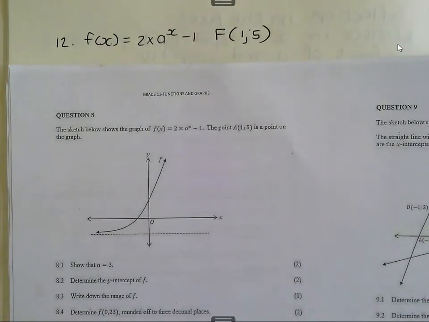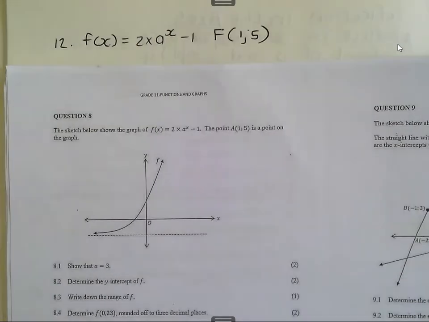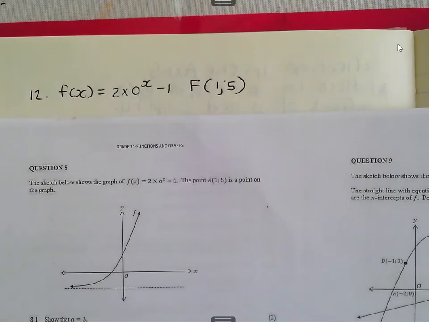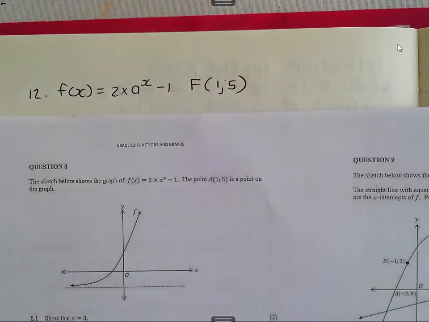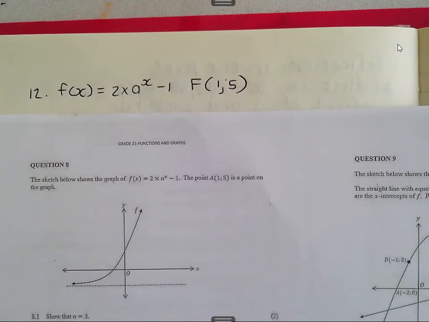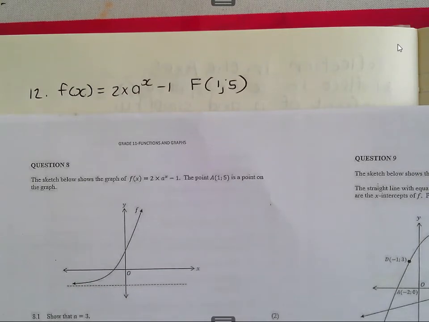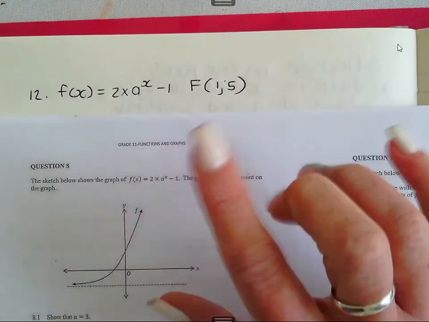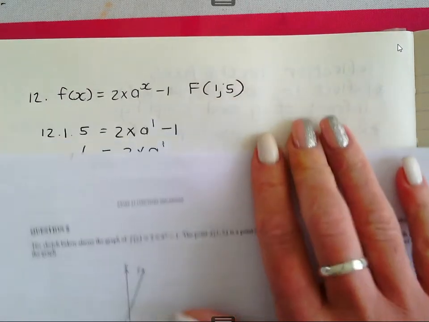At question 8, page 11, they gave us the sketch of an exponential function, and they also gave us the equation of the function. And they said point A, (1, 5), is a point on the graph. They asked you to show that a is equal to 3. That's a simple calculation. We have the coordinate in x and y, and then we can calculate a to be 3.